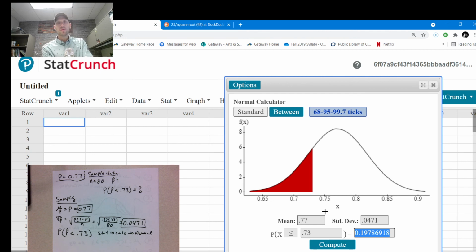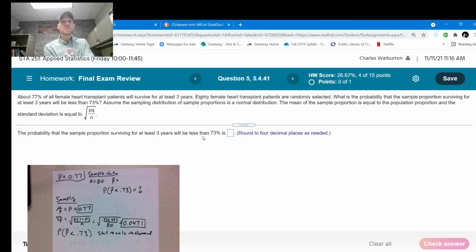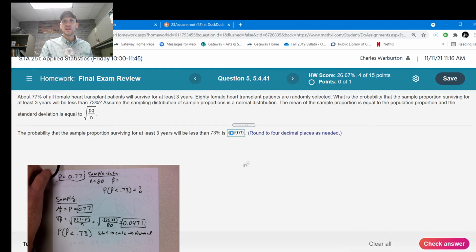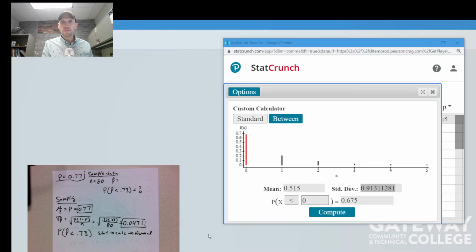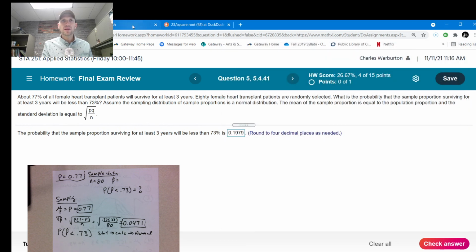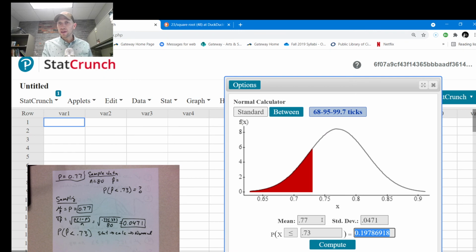That's a pretty small, well, I don't know, almost 20%. That's not too small. We'll copy and paste that right into the answer. Round that to 4 decimal places. That bumps that up to a 9. Let's see what happened there. Round to 4 decimal places as needed. Oh, goodness. Going back to the normal calculator. That's not it. Back to the normal calculator. Make sure I got everything in there the right way.